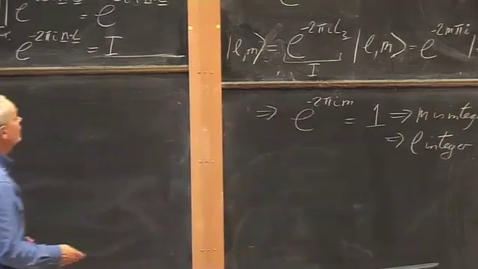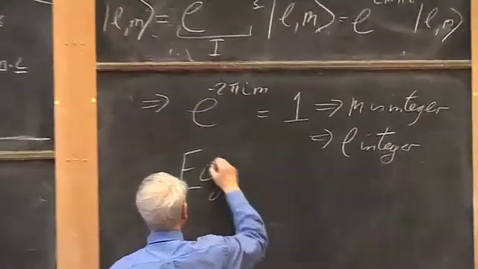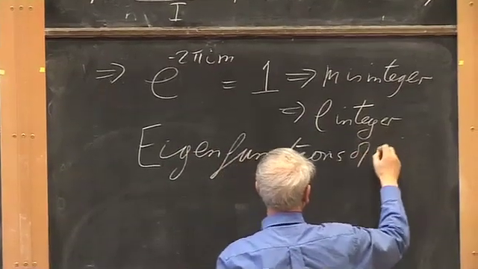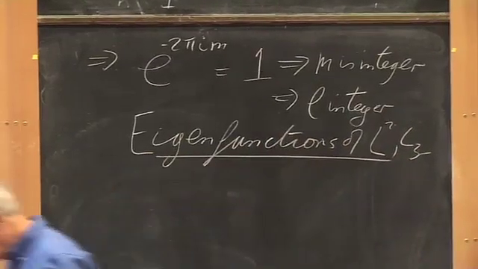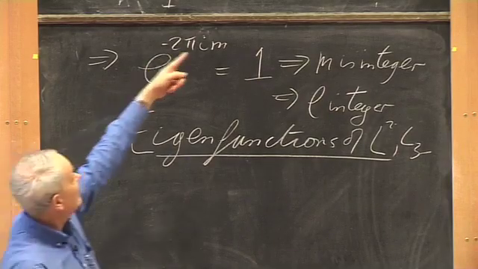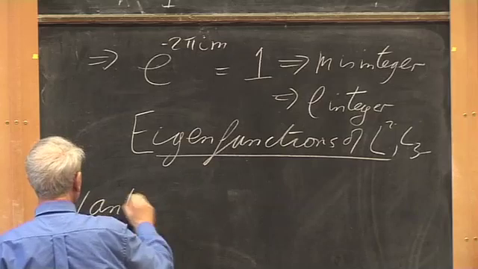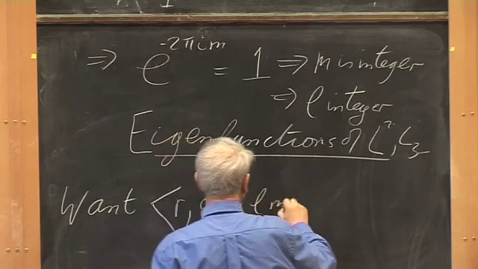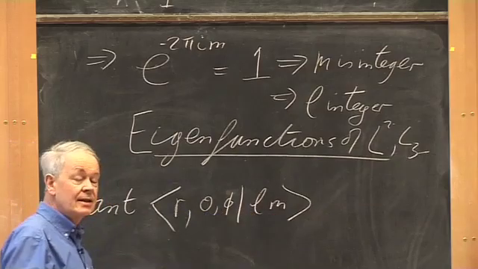So the next item on the agenda is the eigenfunctions of L squared and Lz. We already know what the eigenvalues are. What we now would like to know is what these LM states look like in the position representation. So what we want is ⟨r, theta, phi | L M⟩. We'd like to find expressions, wave functions, which describe these states.